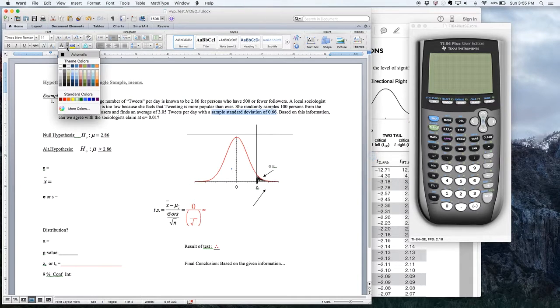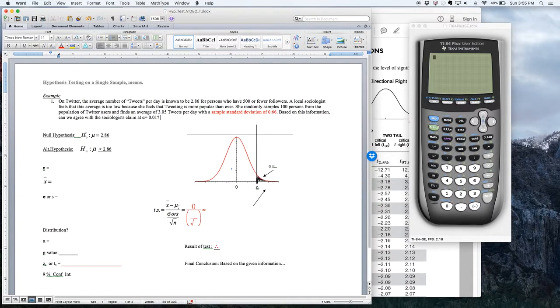I'm going to highlight that, bold it a little bit, put it in red. That thing right there, that's the key, because the sample standard deviation is what lets you know you're using the t distribution, remember. If you're given the population standard deviation, you use the normal distribution. And if you're given the sample standard deviation, as in this case, you'll use the t distribution. Based on this information, can we agree with the sociologist at a 1% alpha?